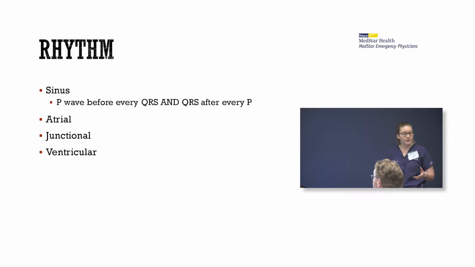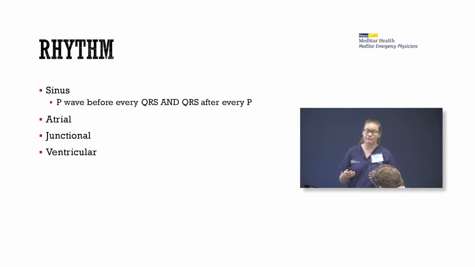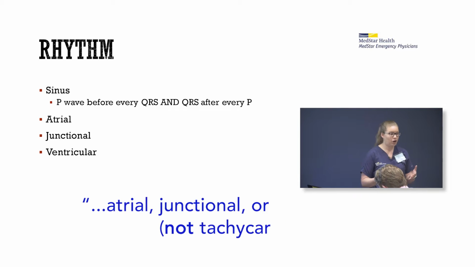Rhythm. I think this is the hardest thing for people, trying to interpret the rhythm. A sinus rhythm means that there must be a P wave before every QRS and a QRS after every P. If you don't have that, you're not in a sinus rhythm. And from there, you need to try to determine what rhythm you're in. Your other options are generally going to be atrial, junctional, or ventricular.